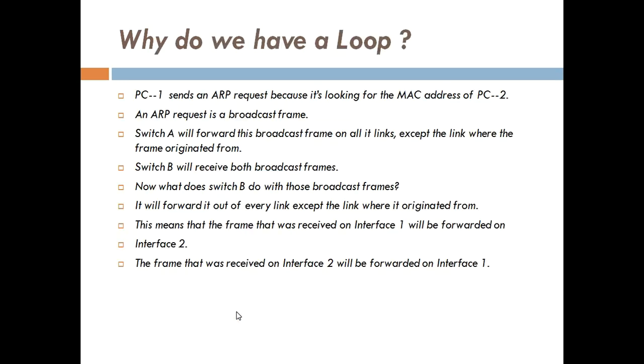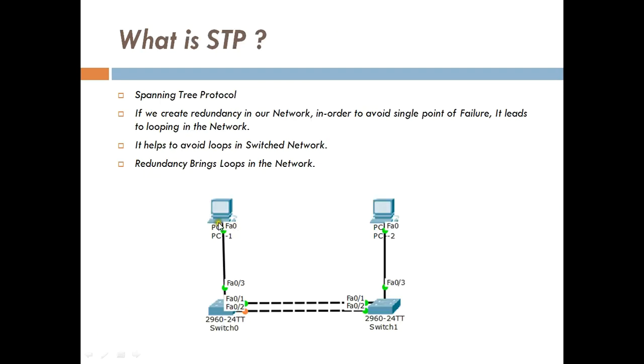How do we get a loop here? Let's consider the same scenario. Suppose PC1 wants to reach PC2, what does it do? It sends a request, asking how to reach PC2, to the switch. So what does the switch do? Whatever frames it receives, it forwards out all ports except the port on which it was received. Since it is a broadcast frame, it gives it to all other ports. If it received it on FastEthernet 0/3, it will be given to these two ports, FastEthernet 0/1 and 0/2. It will be received on this interface and this interface.